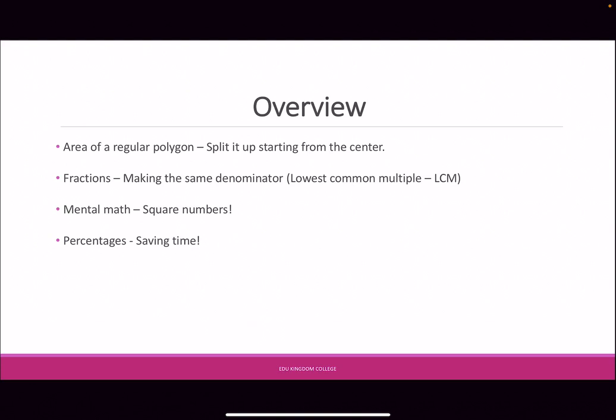For the fractions, make sure that when we're using the same denominator, we look at the lowest common multiple after simplifying. We don't multiply everything together. Okay, that's a waste of time. In terms of mental maths, particularly square numbers, try and split up double-digit numbers into 10s and 1s. Okay, helps you do it in your head, which in turn helps you save heaps of time.